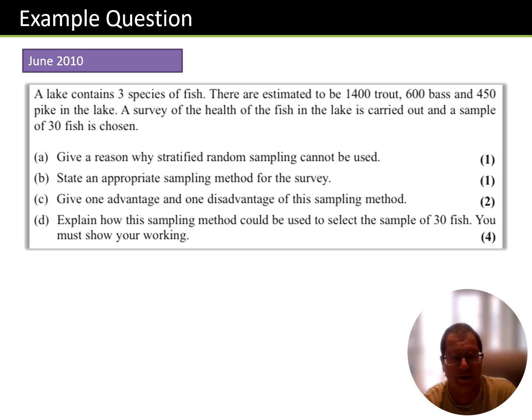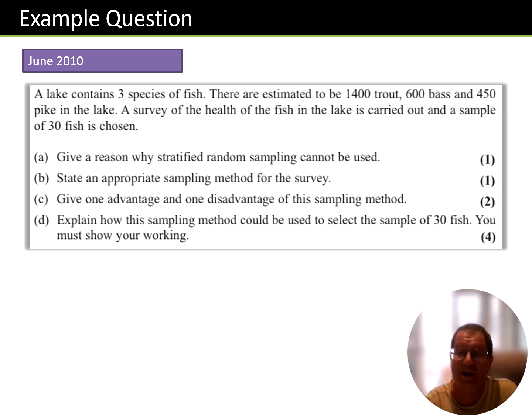So what we're saying, 30 divided by 2,450 is 3/245. Not a particularly nice fraction, I just crossed the zeros off. So that means that I want 3 245ths of the trout, 3 245ths of the bass, and 3 245ths of the pike. So let's imagine that we cast our rod into the, oh, sorry, I need to work that out.